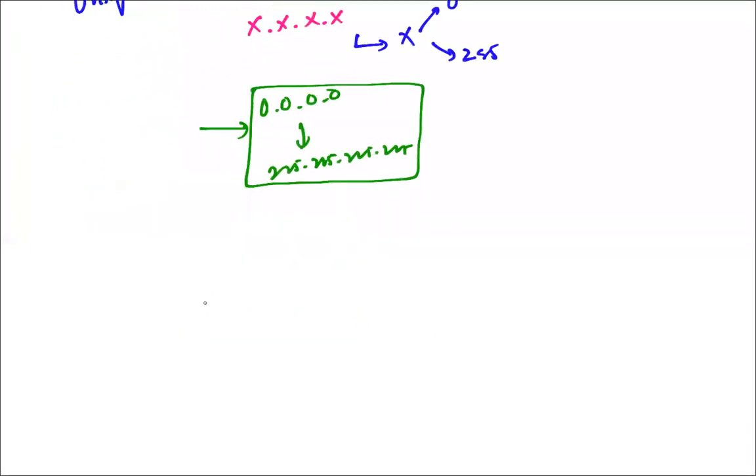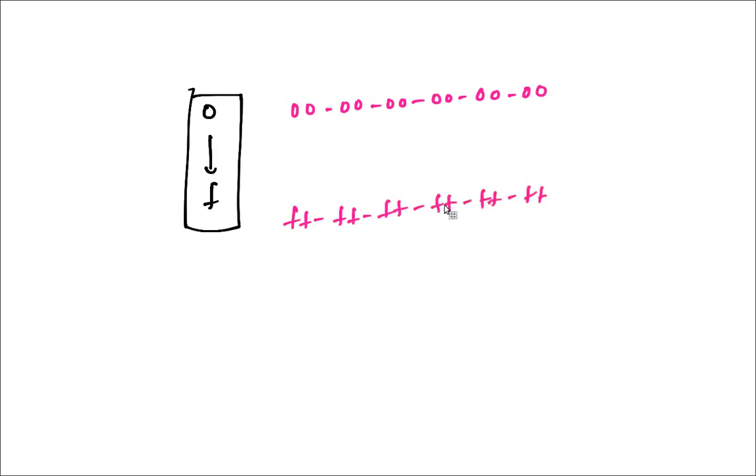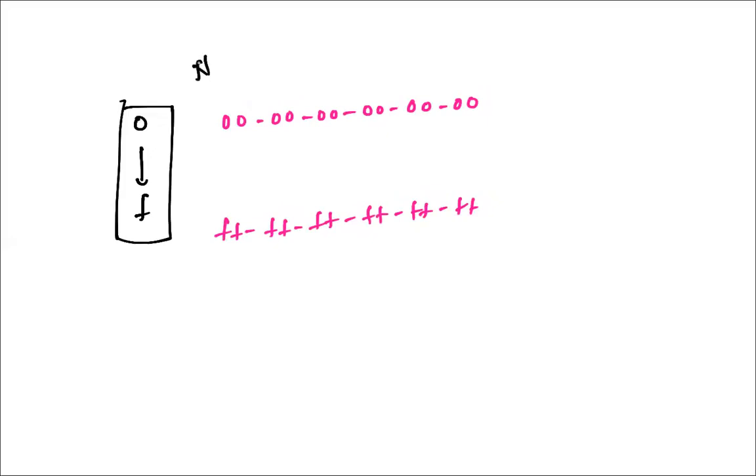But the MAC address has a different format. A MAC address is hexadecimal, so it goes from 0 to F. The format has a hyphen after every two characters, so the range is from 00-00-00-00-00-00 to FF-FF-FF-FF-FF-FF. It's a 12 character hexadecimal address, right? Your NIC will have an ID, and that ID will be inside this particular range.